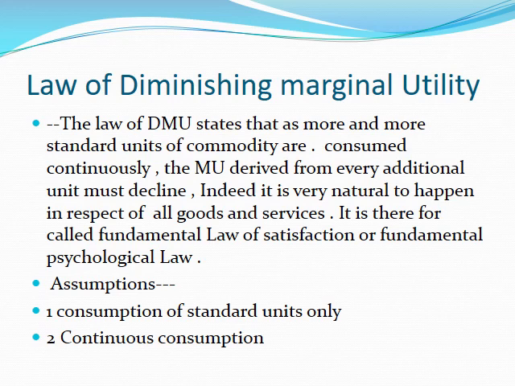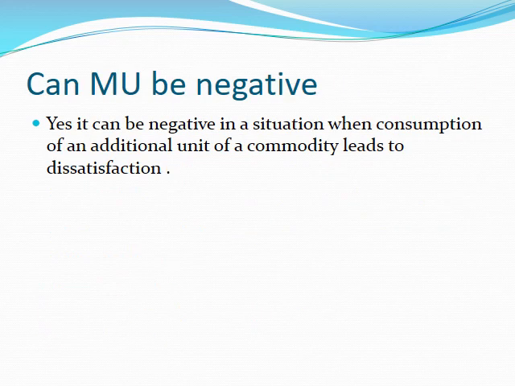But it is based on two assumptions. First, consumption of standard units only. We consume the standard units of a commodity. Standard units of a commodity means that if we are talking about a cup of tea, it means a cup of tea, not a spoon of tea. So a standard cup of tea is taken. Secondly, continuous consumption. Units are consumed continuously. That is, consumption takes place at the same time.